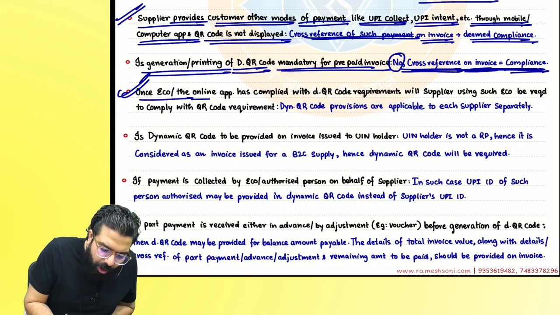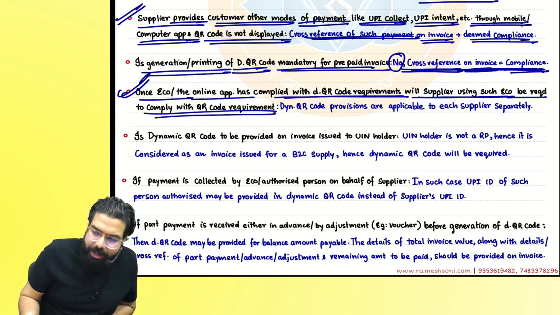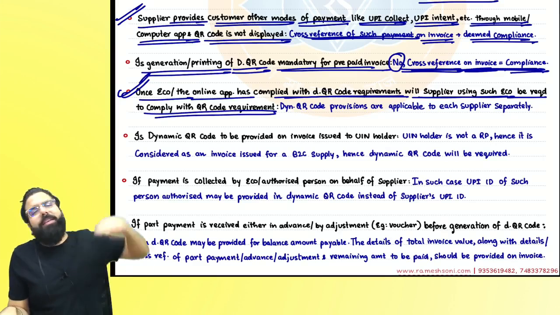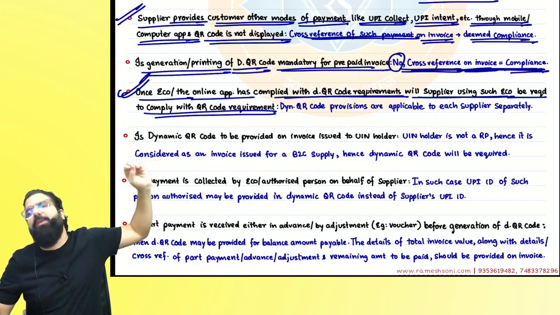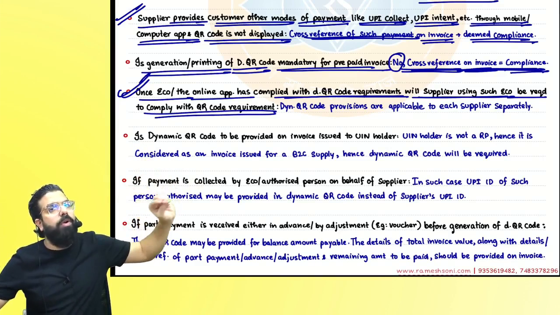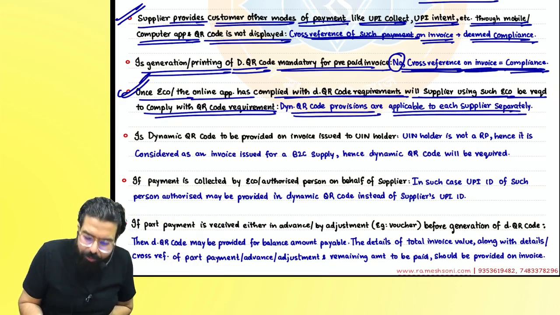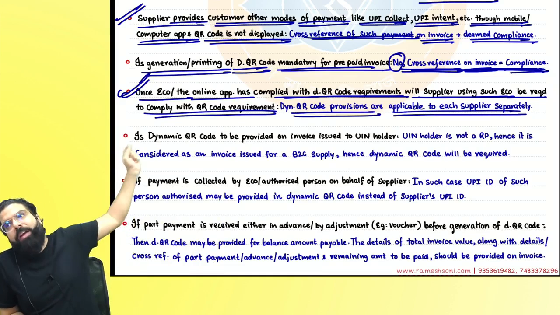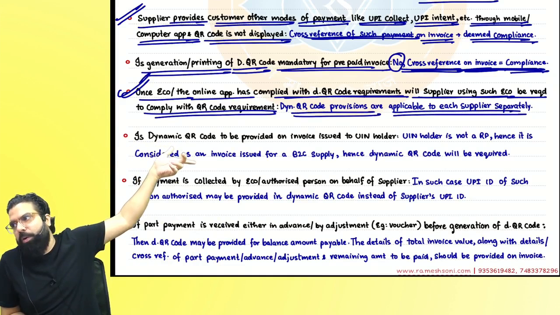Sir, once the e-commerce operator on the online app has complied with the dynamic QR code, will the supplier using the e-commerce be required to comply with the dynamic QR code requirement? Government is telling Flipkart, which is the e-commerce operator, and you, the supplier, you both are different persons. Every supplier has to comply with the dynamic QR code requirement separately. QR code provisions are applicable to each supplier separately. Flipkart will do its own compliance, so it has to go ahead and comply with the dynamic QR code requirement.